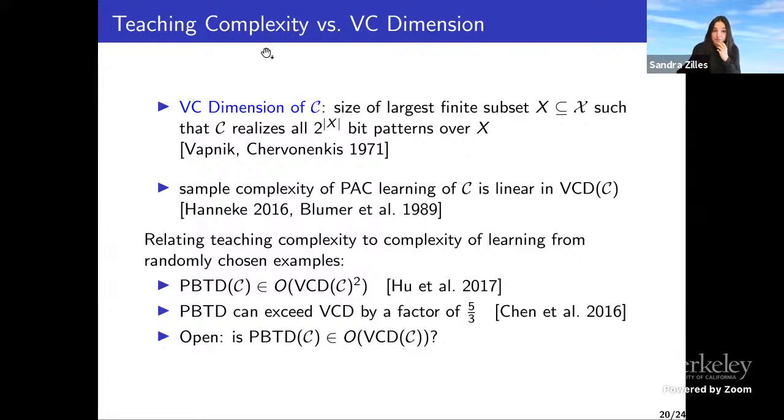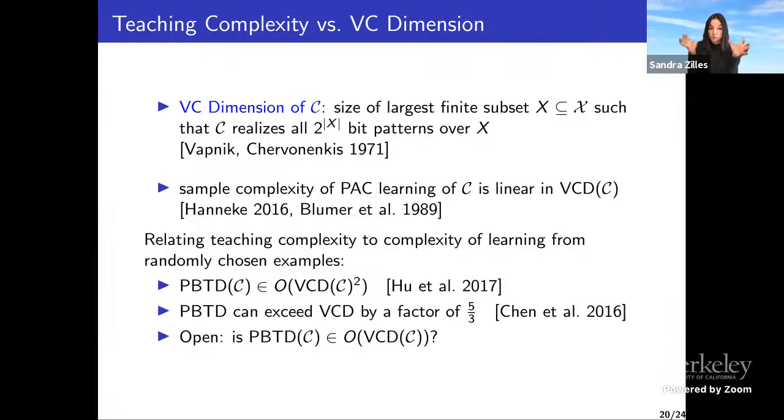The most popular or best known complexity parameter in learning theory is probably the VC dimension, Vapnik-Chervonenkis dimension. It's defined to be the size of the largest finite subset of the instance space such that the concept class will realize all potential bit patterns over that subset. And it is a parameter that really describes the sample complexity of PAC learning, because that sample complexity is linear in the VC dimension.